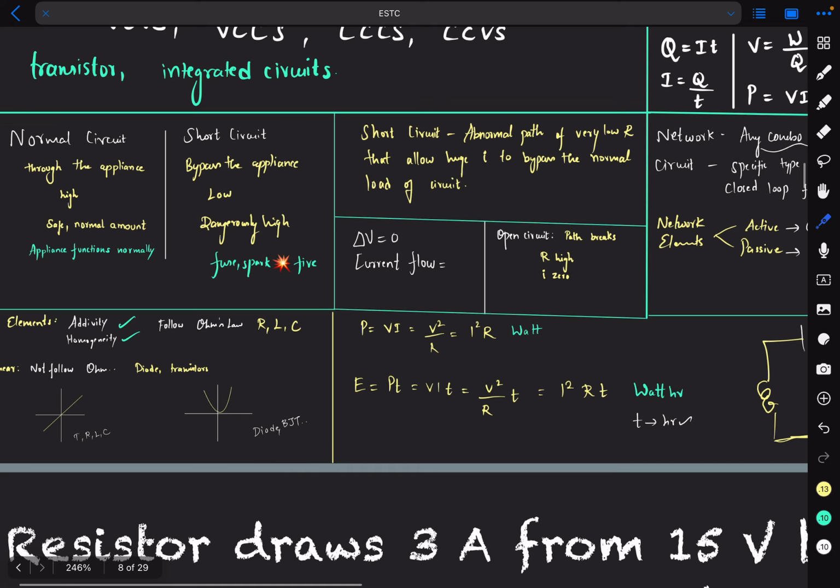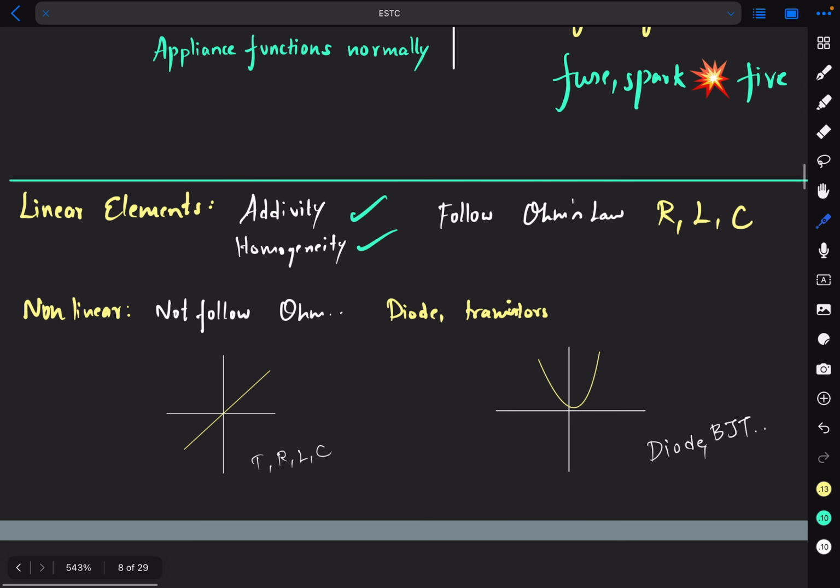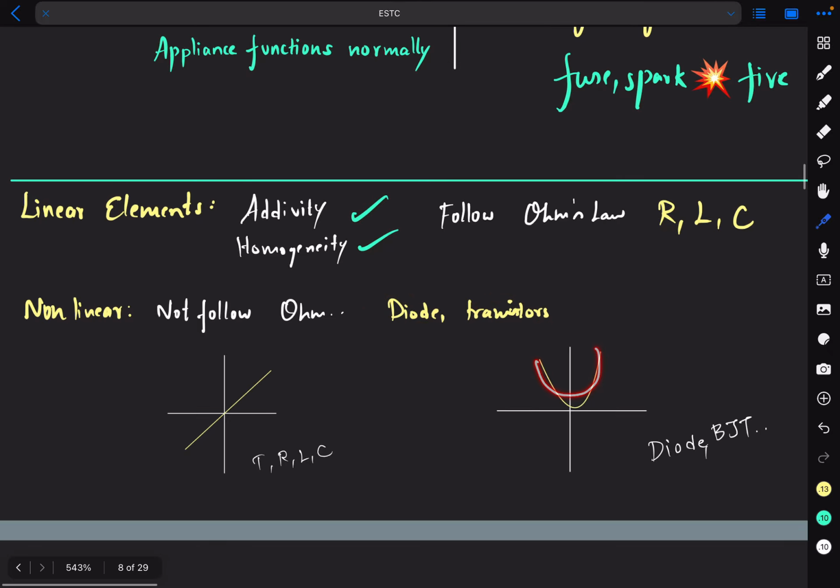So what else is left? I forgot to tell you about this. We have two kinds of elements: linear and non-linear. Linear elements follow Ohm's law. If we plot the VI graph, it will follow Ohm's law. If the current doubles, the voltage doubles. If the current is tripled, the voltage is tripled. These linear elements follow additivity and homogeneity, like resistors, inductors, and capacitors. Non-linear elements don't follow Ohm's law. They are the rule breakers, and examples are diodes and transistors. Their graph looks somewhat like this.